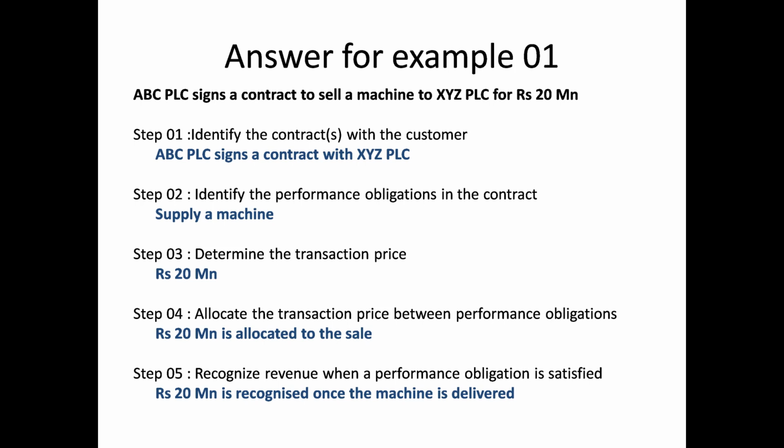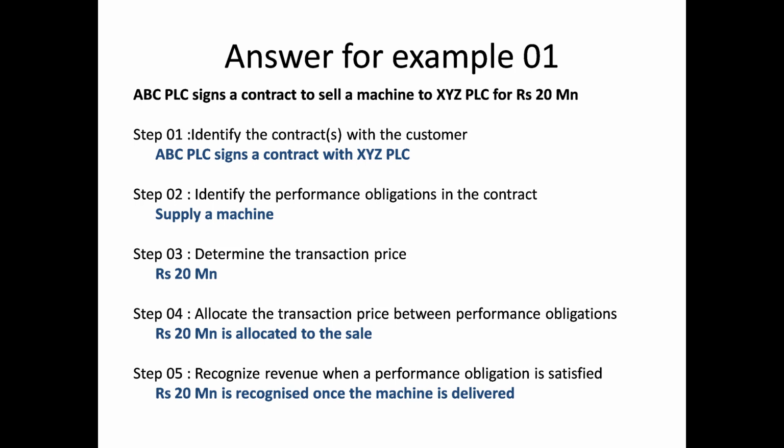Step 2. Identify the performance obligations in the contract. What was the performance obligation in this contract? It's to supply a machine. Step 3. Determine the transaction price. In this example, the transaction price is rupees 20 million.